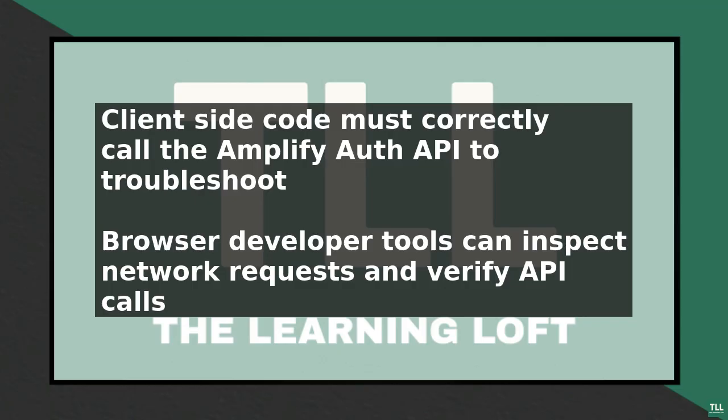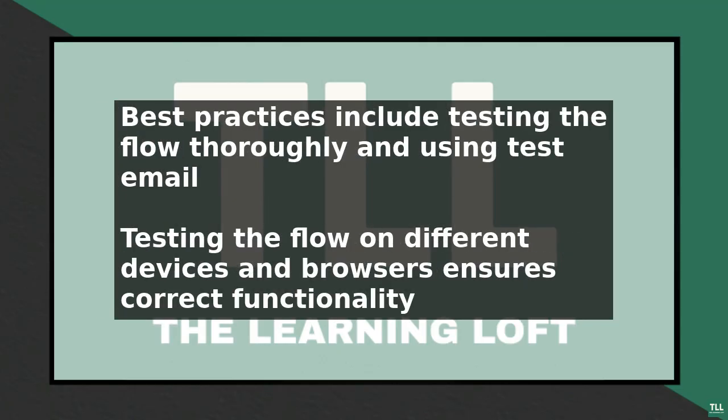Best practices for troubleshooting the sign-up flow include testing the flow thoroughly, using a test email address or phone number, and verifying that the user is being created correctly in the Cognito user pool. It's also important to test the flow on different devices and browsers to ensure that it is working correctly.